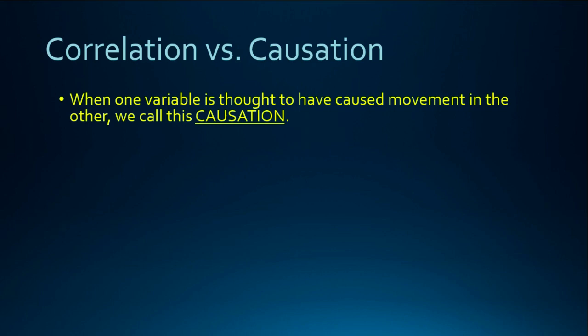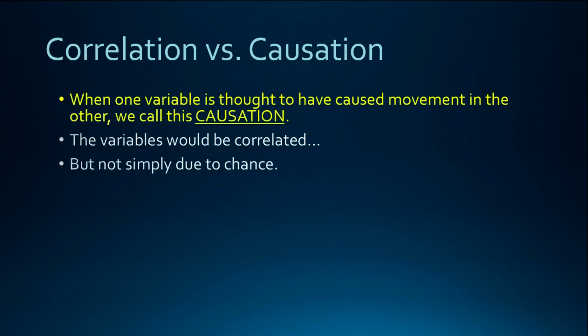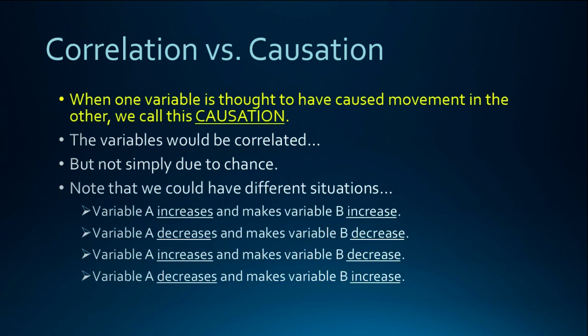When one variable is thought to have caused movement in the other, we call this causation. So, cause and effect. The idea of cause and effect is what we mean by causation. So if we have causation, the variables would be correlated, but not simply due to chance. So let's say we have variables that move together, but it's not simply by chance. We really feel one has caused the other.